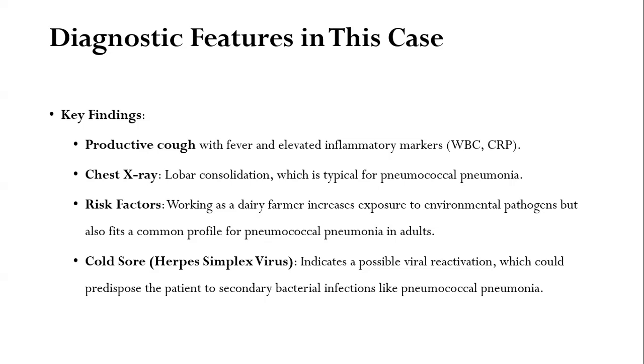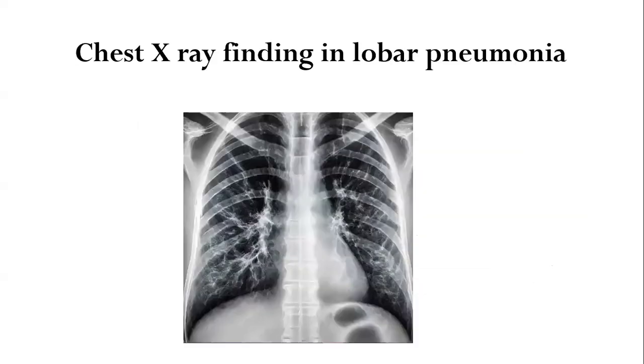So in the question, if it is mentioned that the patient has a herpes simplex virus infection or cold sore, the pneumonia that usually follows is pneumococcal pneumonia. So these are the chest X-ray findings in lobar pneumonia.